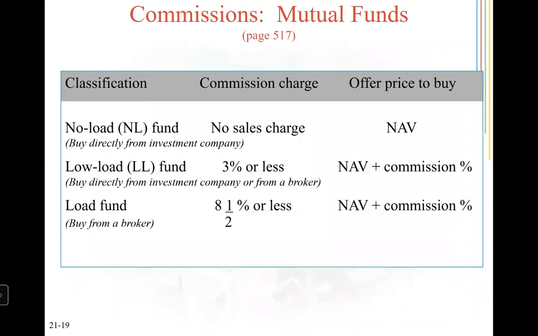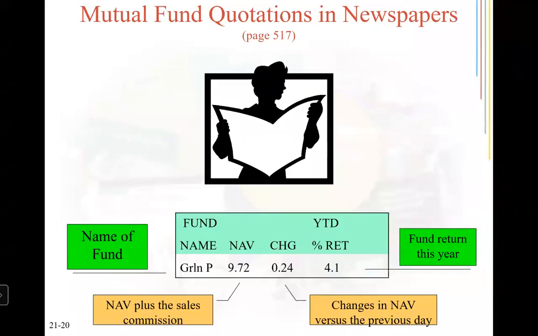Then they're looking at our commission charges. Now, of course, some of this wouldn't be applied locally, but definitely in the papers, you may see mutual fund quotations. They're not as involved as the stock or the bonds. The first column usually has the name, then the net asset value. So in this case, for one of the funds, the net asset value is $9.72.